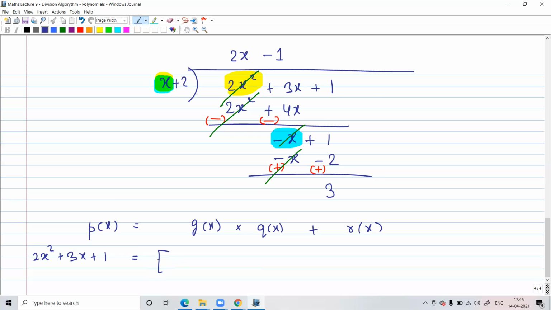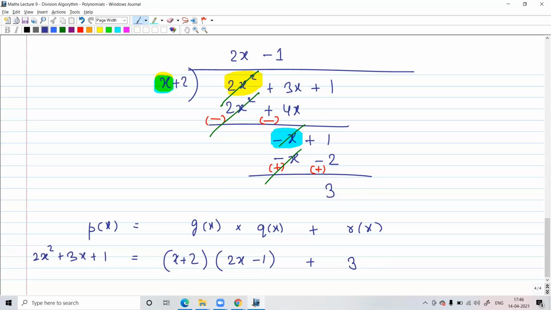For gx, it is x plus 2. Yeah, gx is x plus 2. And what is our quotient here? 2x minus 1. Yes, very good. 2x minus 1. And what is the remainder? 3. Yes, plus 3. The remainder is 3.